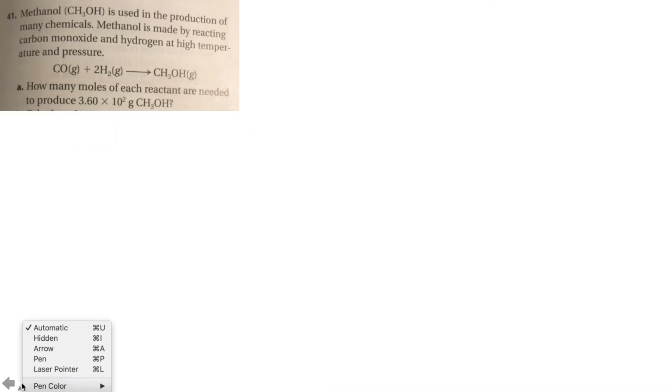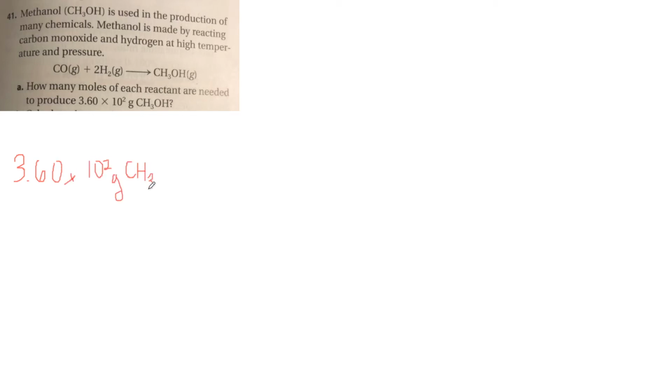Part A asks us to find how many moles of each reactant are needed to produce 3.60 times 10 to the second grams of methanol. In this question, we're basically converting grams to moles of each reactant like how it says in the question. The reactants being CO and 2H2. We start off the equation by writing down the given amount of methanol they give us, which is 3.60 times 10 to the second power. And then we multiply that by 1 mole of methanol over the molar mass of methanol, which would be 32.05 grams, of course.